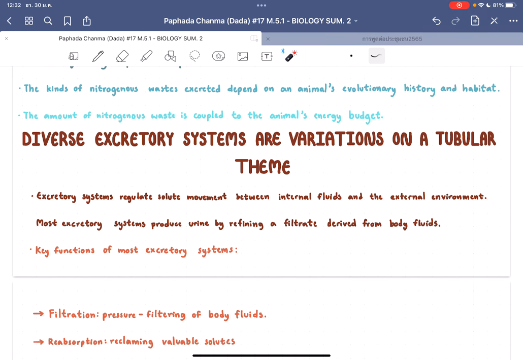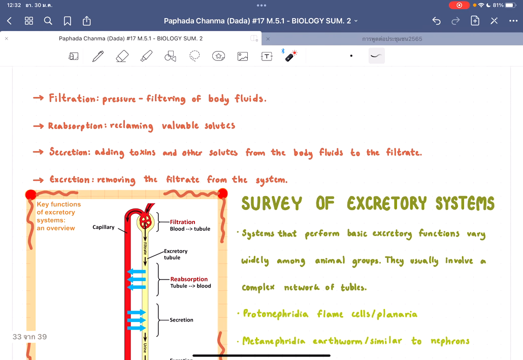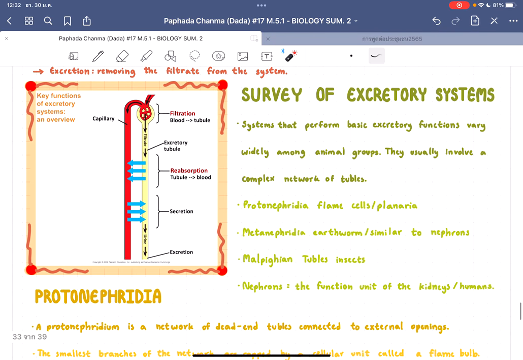Diverse excretory systems are variations on a tubular theme. Excretory systems regulate solute movement between internal fluids and the external environment. Most excretory systems produce urine by refining a filtrate derived from body fluid. Key functions of most excretory systems are filtration, which is the pressure filtering of body fluids; reabsorption, recapturing valuable solutes; secretion, adding toxins and other solutes from the body fluids to the filtrate; and excretion, removing the filtrate from the system.